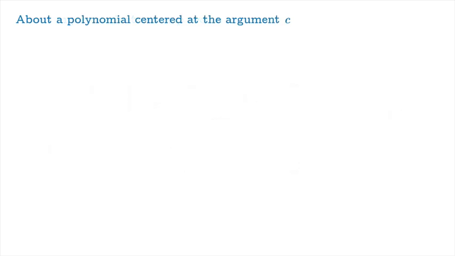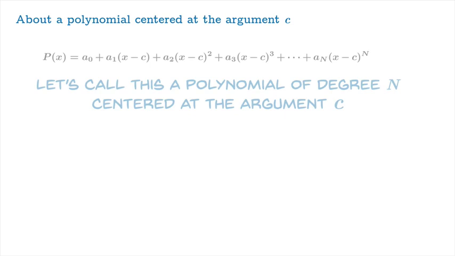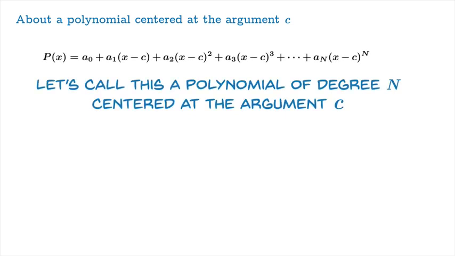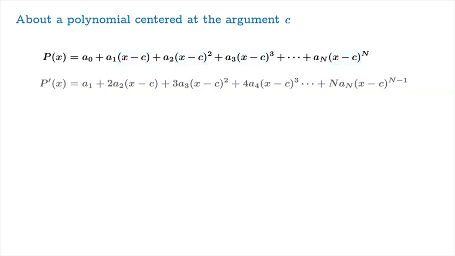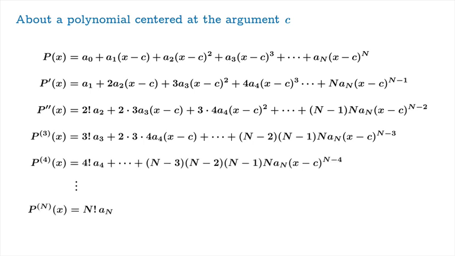Let's talk about this trick of centering a polynomial at an argument. So this polynomial here, we'll call it a polynomial of degree n that's centered at the argument c. And what we mean by that is we're going to use, instead of powers of x, powers of x minus c. Now, when we take derivatives of such a thing, there's no problem. You should pause and double check these calculations, but the derivatives go pretty much as easily as standard derivatives that are expanded in powers of x to the k.